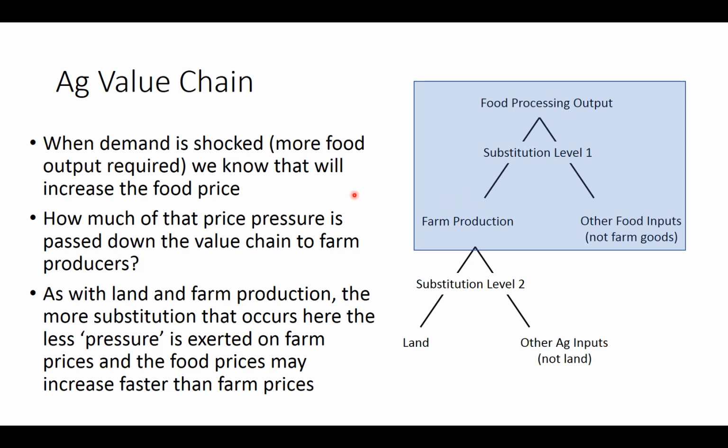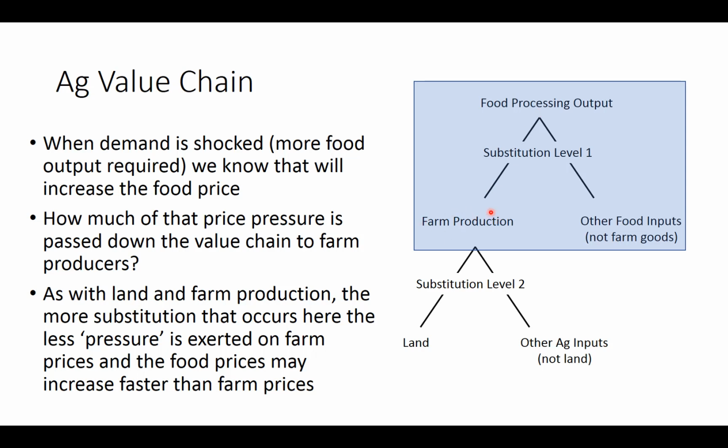Okay, let's think about the ag value chain here. When demand is shocked, so more output is required at this level, we know that increases the food price, right? So we get our law of demand. This goes up, so as the quantity goes up, so does the price. And then we want to know how much price pressure moves down this leg of the value chain tree to increase the farm production price, right?